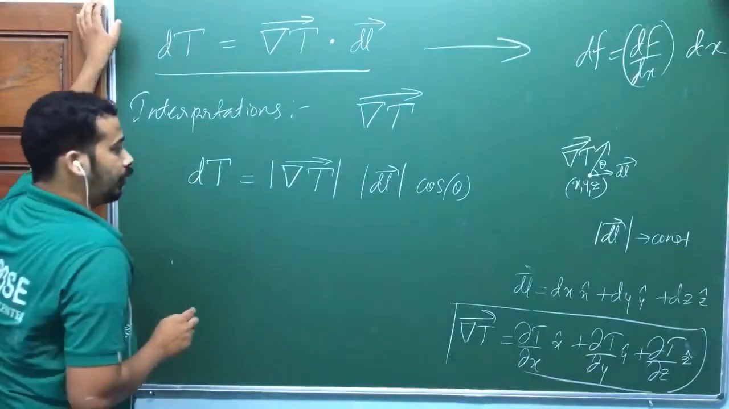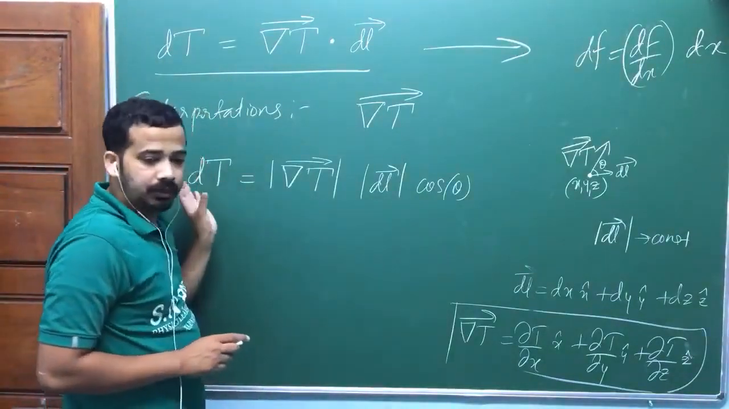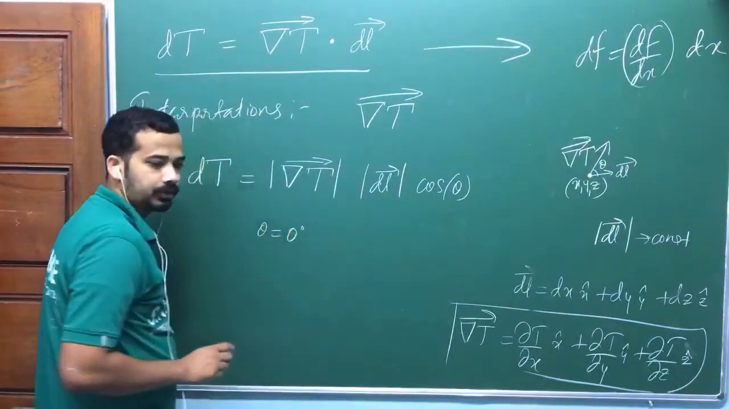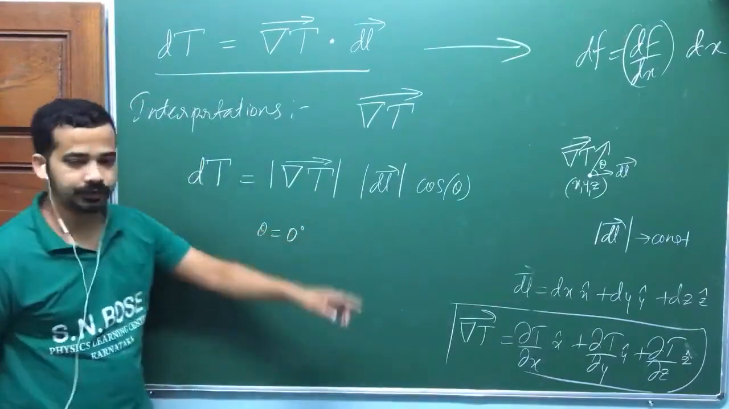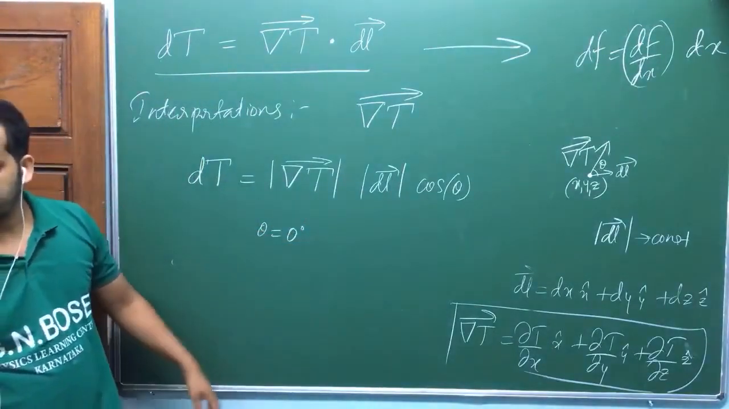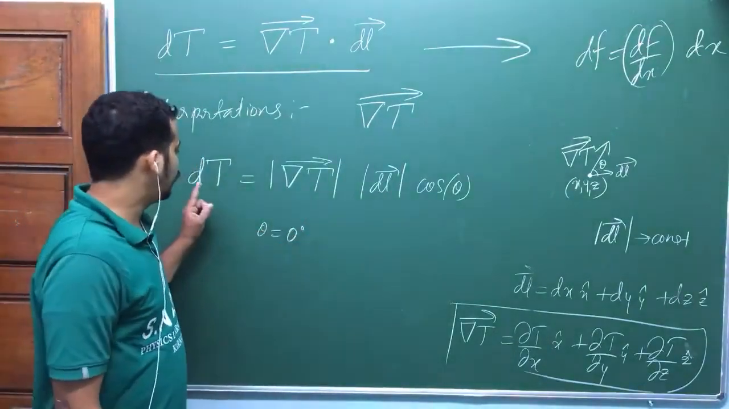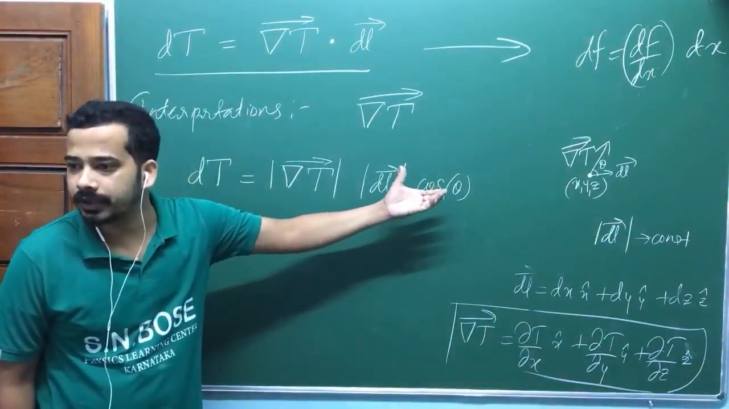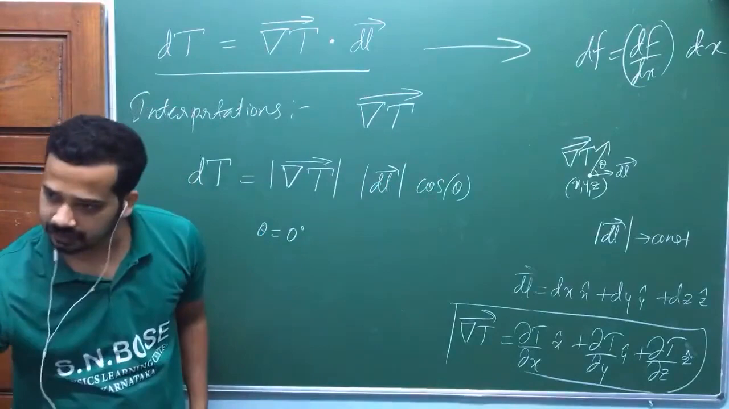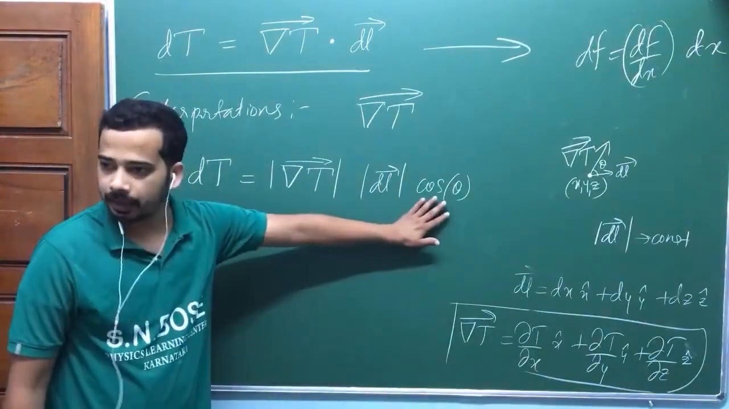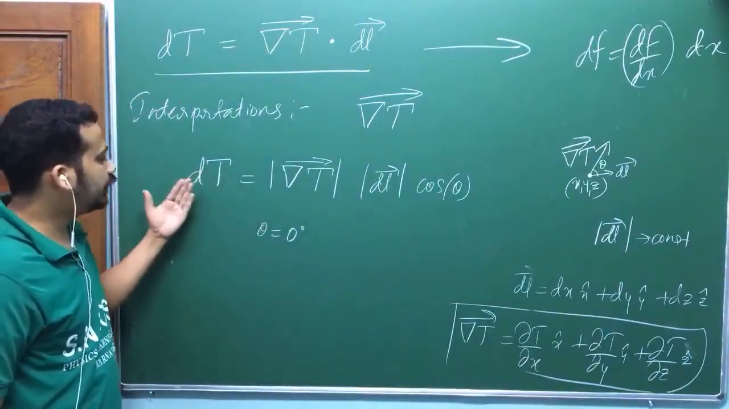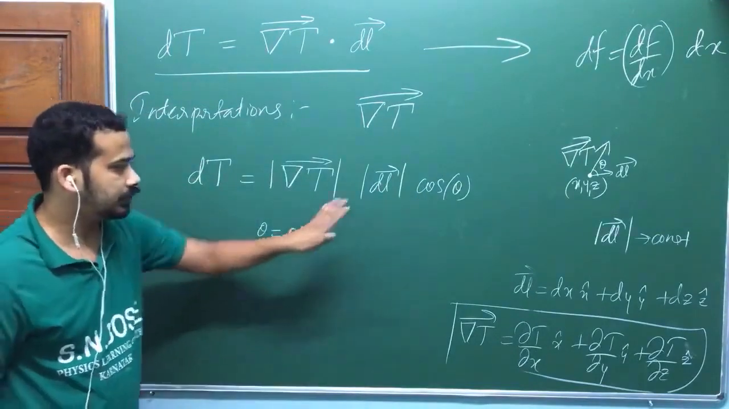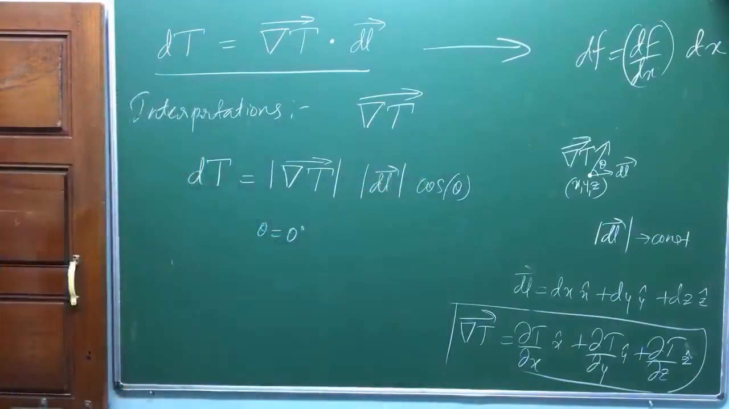Now look at here. When is this change in t maximum? When theta is equal to 0, am I right? Look at this expression. The change in t is maximum when cos theta is maximum, that is, when theta equals 0 degrees. When theta equals 180 degrees, the magnitude is also maximum, but in that case dt will be negative. That means t is decreasing, okay? But let me take theta equal to 0 first. Later, I will interpret theta equal to 180 degrees.